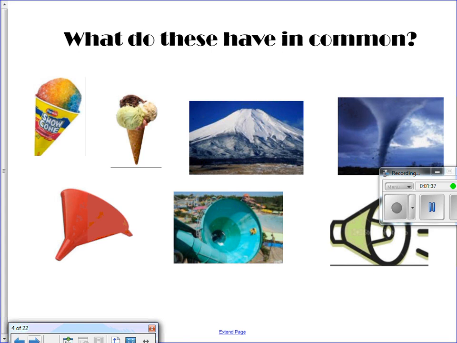Before we get going there, let's take a look at this. I have these all here. What do they all have in common? They all are a cone. So as you're working out order of operation problems, when you show your work, it turns out to look like a cone when you're done. And I'll show you what I mean by that as we work here.